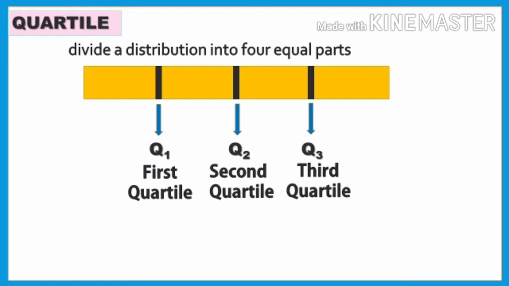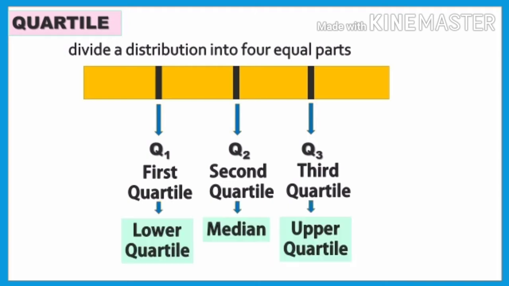Okay, first let's have quartile. Quartile, it divides a distribution into 4 equal parts. Okay, hinahati natin ang distribution ng 4 na bahagi. As you can see on the picture, meron tayong 4 parts. So the first part is what we call the first quartile. And yung second part is second quartile. Third part is third quartile.